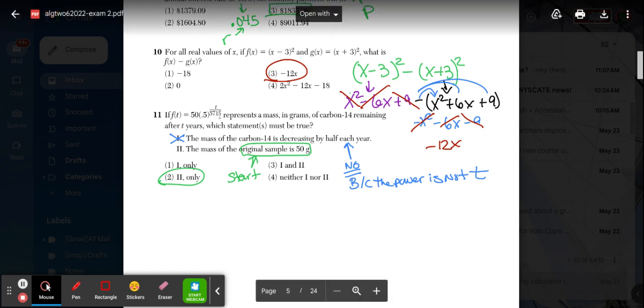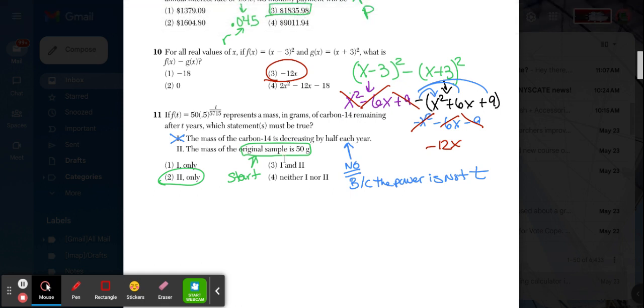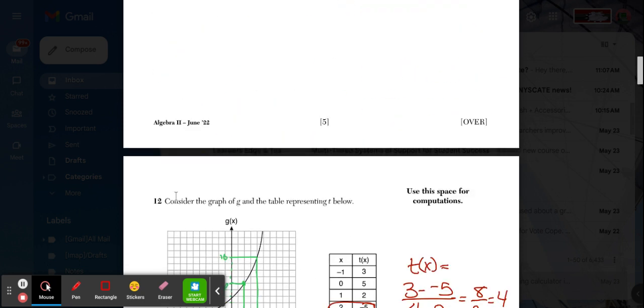It's not each year, because then it would just be t. The original mass is 50 because the principal, the number in front, is 50. So that's why option 2 was the only answer.